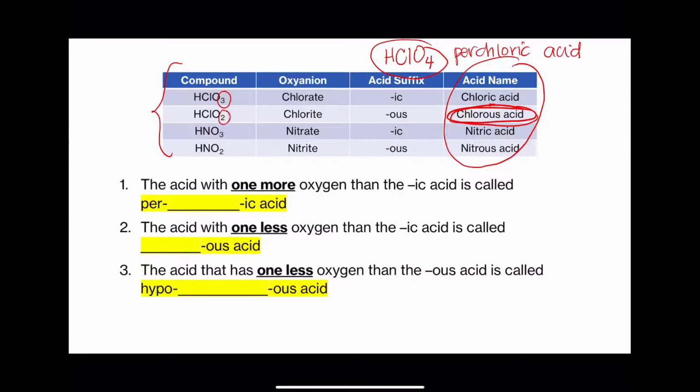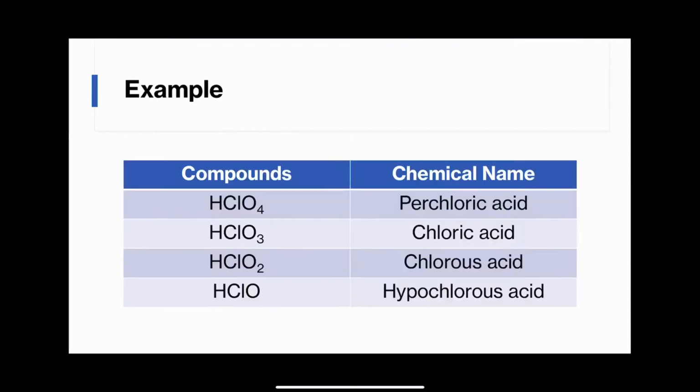Now, if we had one less oxygen than this, that would look like HClO, just O, because we don't write the 1, right? So this particular compound would then be hypochlorous acid, right? So that's what that means. It's having this range of more or less. And your trick, again, is figuring out what is my ic and what is my ous using the oxy ions, right? So here it is, the example I just told you, right? This is the one straight from the chart, the ic acid and the ous acid.